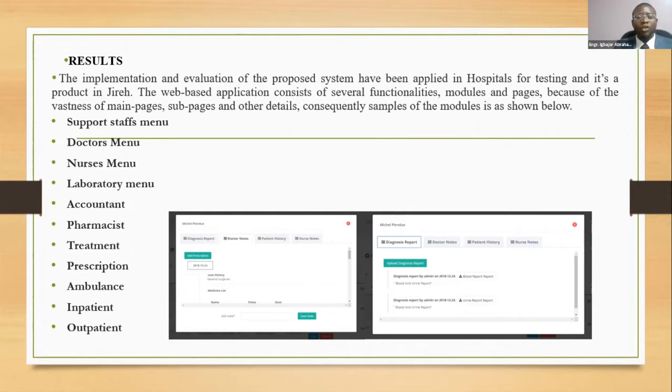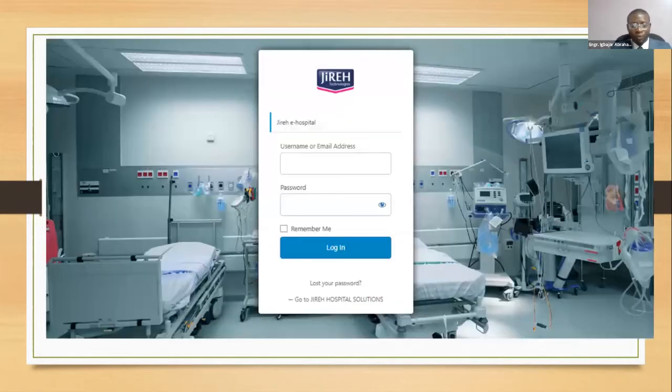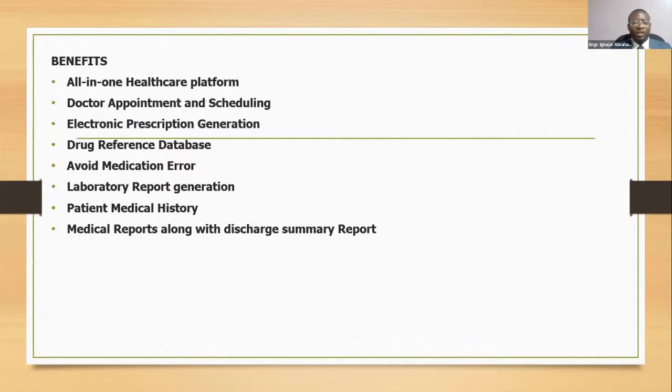The web-based application consists of several functionalities, modules, and pages, which are listed here: doctors, nurses, laboratory, accountant, pharmacy, treatment, prescription module, ambulance module, inpatient module, and outpatient module. This is how the system looks. This is the Gyre e-hospital management system.